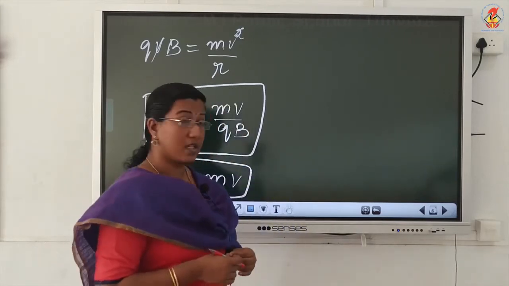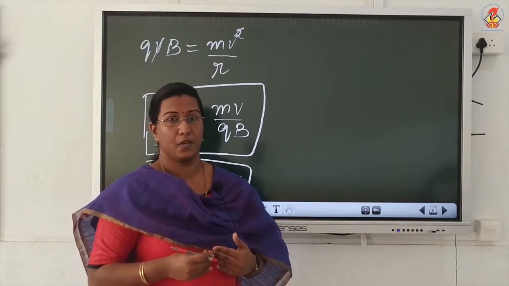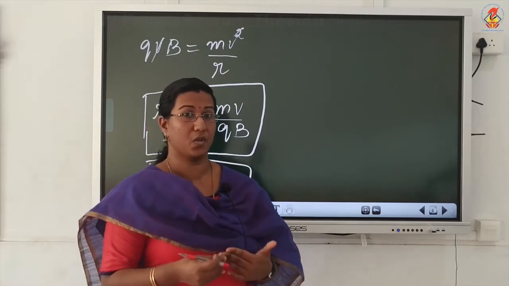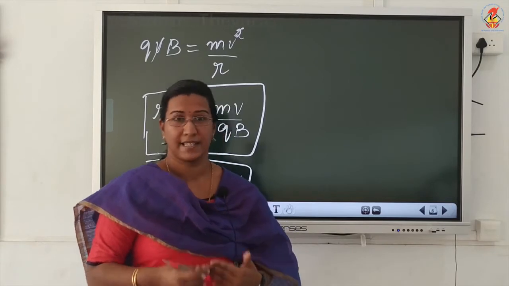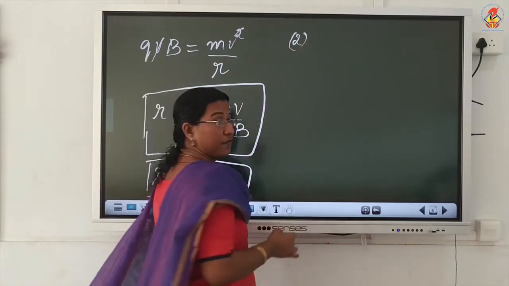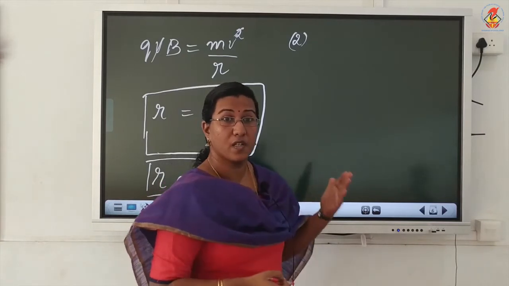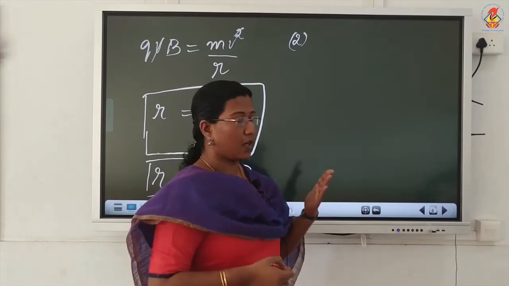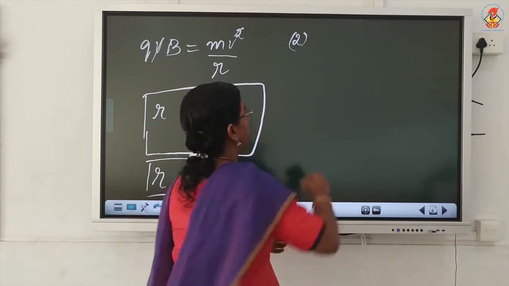Now let's see what is the frequency of the particle. You know what frequency is? It is the number of revolutions or number of oscillations in a second. So we are going to derive that next. We got the equation for radius. We are going to find out the frequency of the particle.